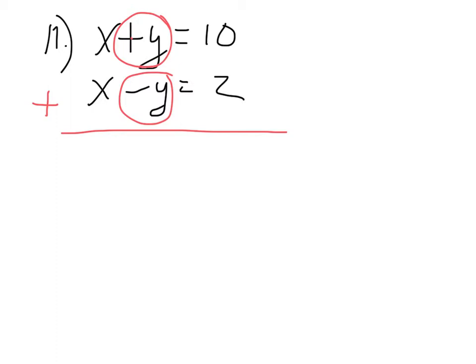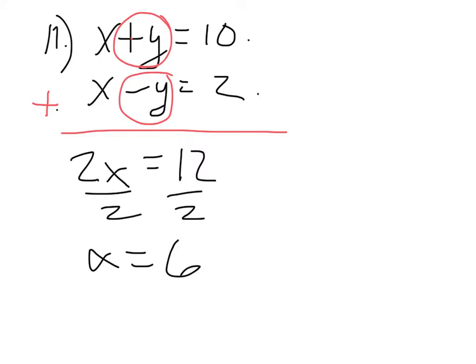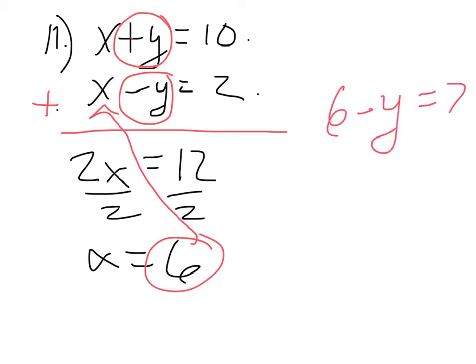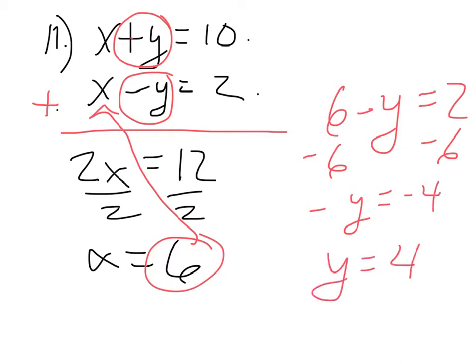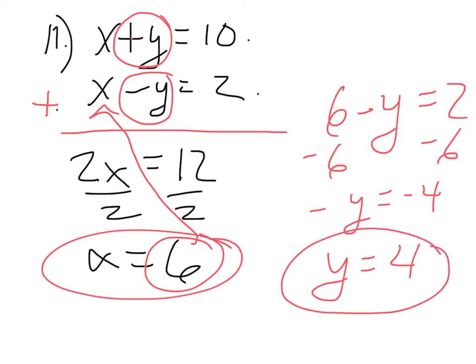What is x plus x? x plus x is 2x. 10 plus 2 is 12. Can't get any more simple than that. Divide both sides by 2. I get x equals 6. Now that I have x equals 6, I'm going to plug that back up into this x. So I get 6 minus y equals 2. I subtract 6, so minus y equals negative 4, y equals 4. So there it is. x is 6, y is 4.